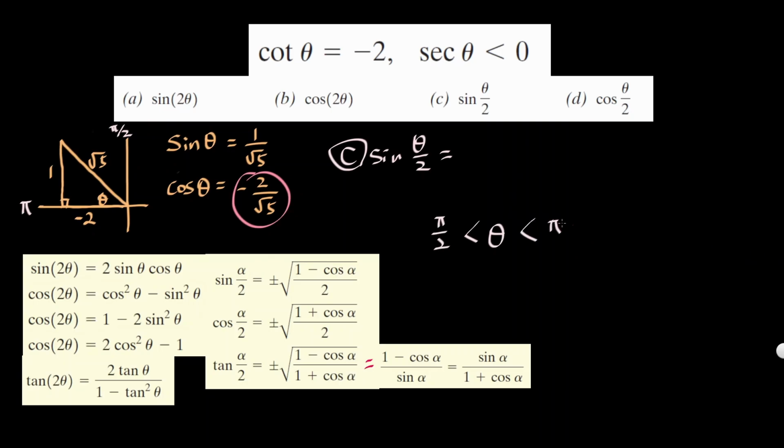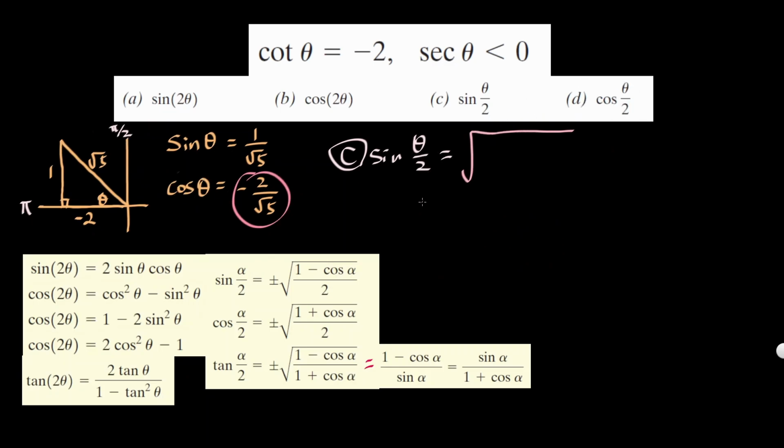But we're taking sine of theta over 2, so we need to divide everything by 2. So this becomes 4, this becomes 2. Now theta over 2 is going to be between 45 degrees and 90 degrees, which is in the first quadrant. In the first quadrant, everything's going to be positive. So we know the answer is going to be positive. Forget about the negative outside. It's going to be the same thing with part D.